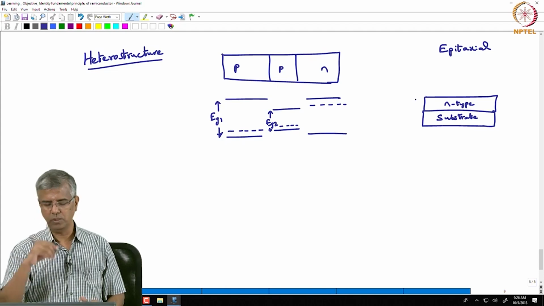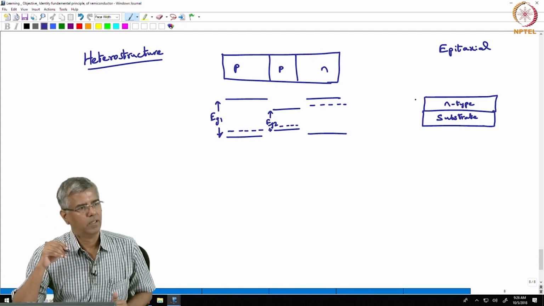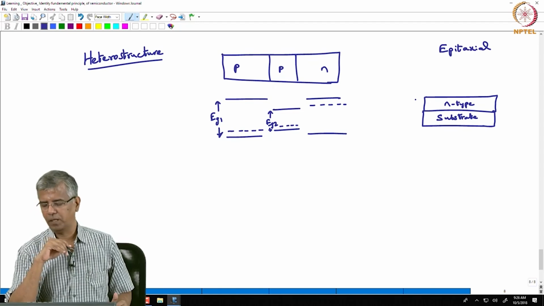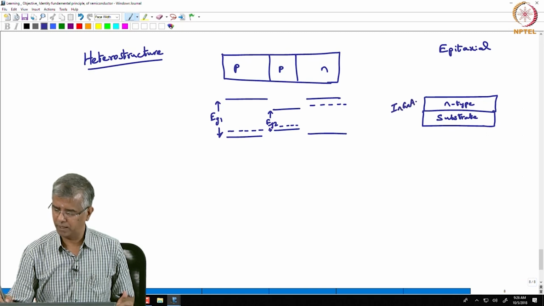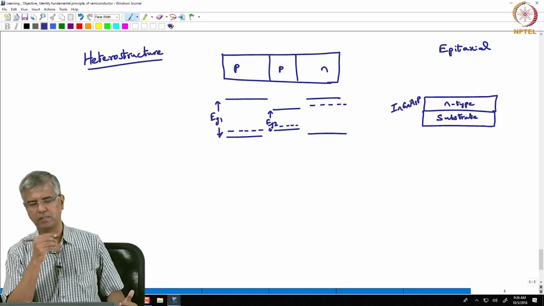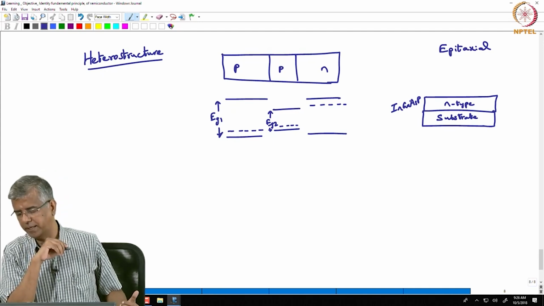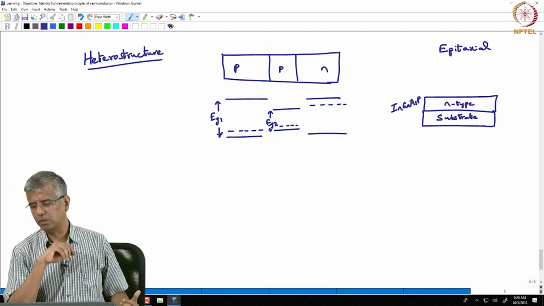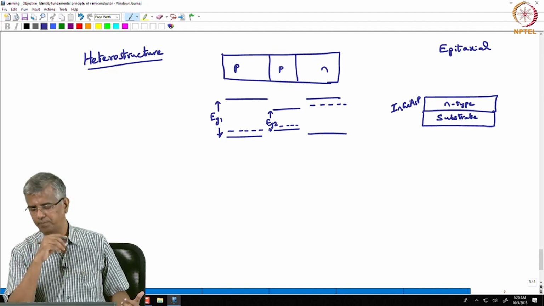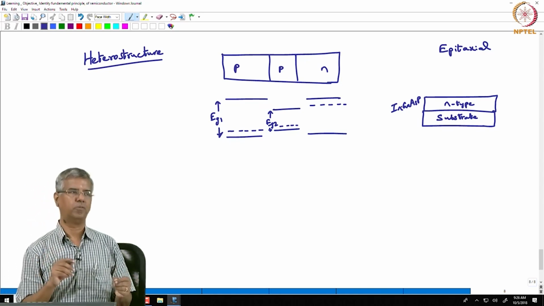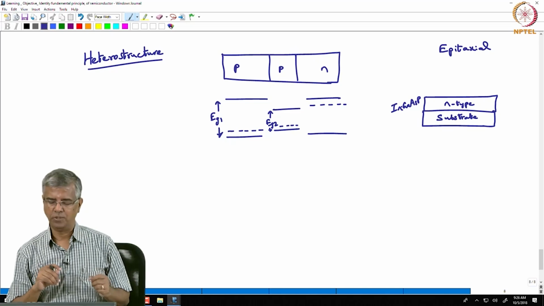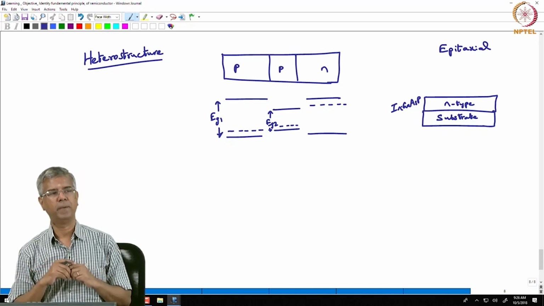Now to do this heterostructure, let us say you started with indium gallium arsenide phosphide, which is a quaternary semiconductor. You deposit the gallium and arsenic, and if you change the proportion of those, the band gap energy changes.